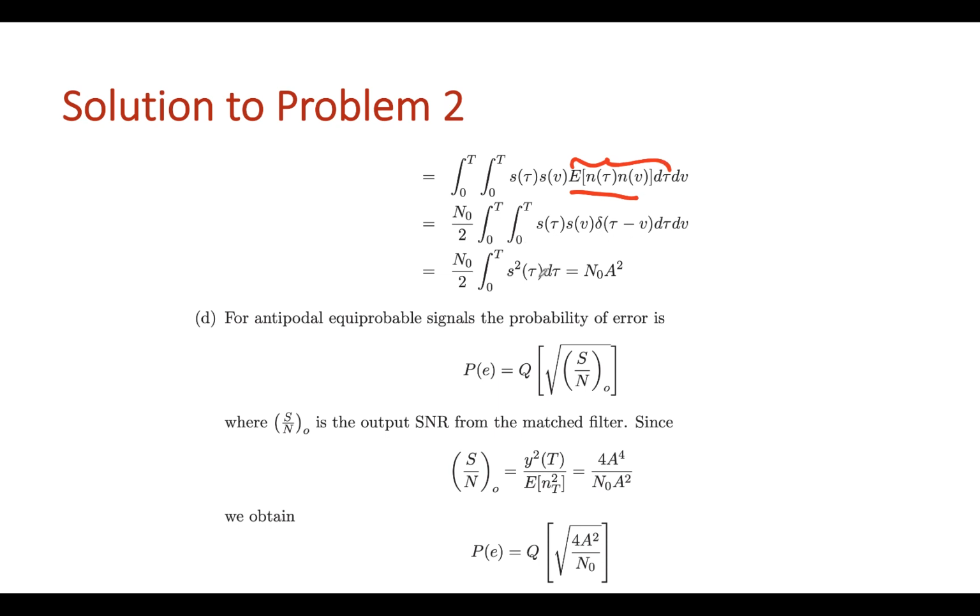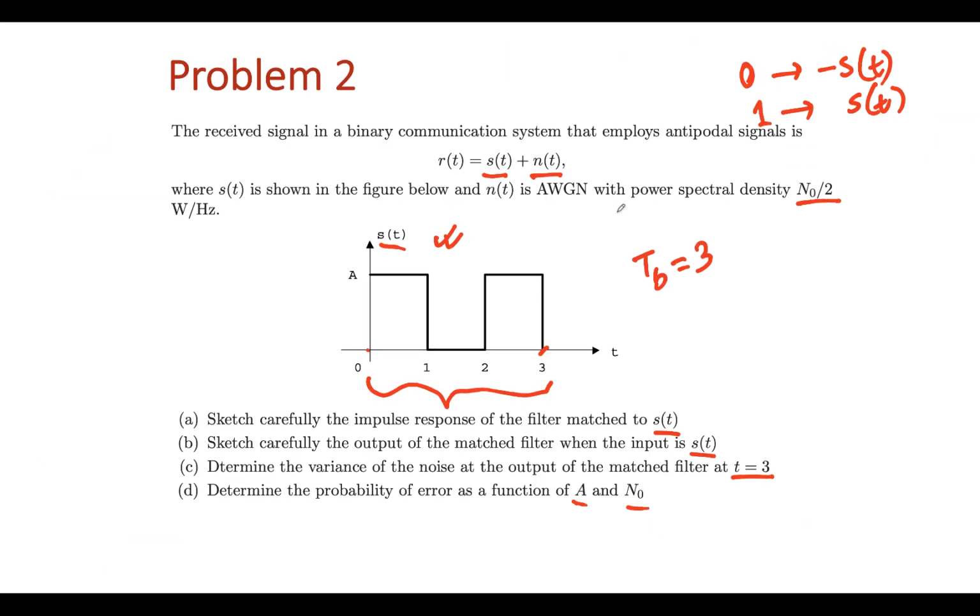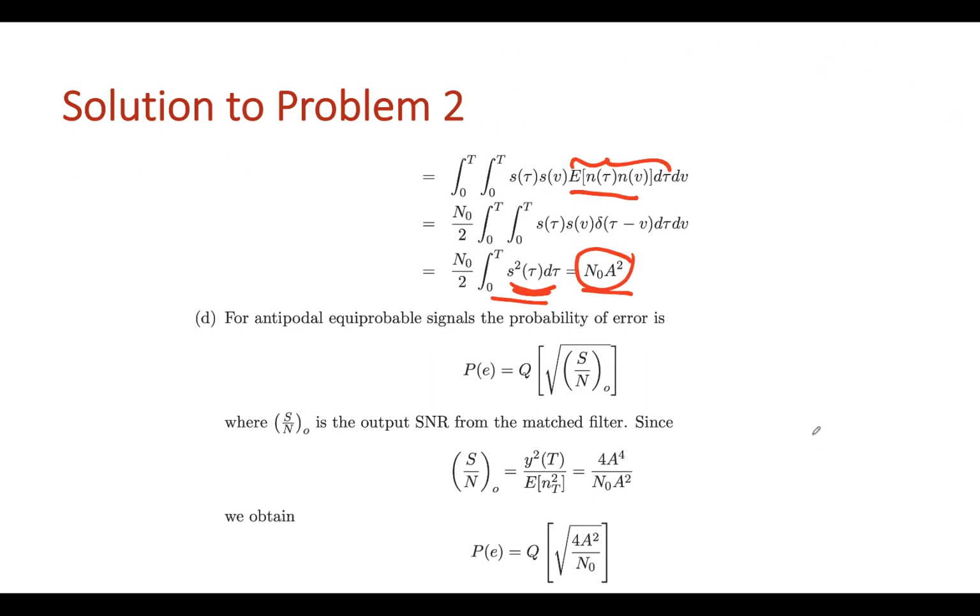You will eventually end up with this expression, and then you find this part is basically the energy of the signal, which is a square, so you will have n0 a square. Okay, so that is basically your answer to part C, which is asking you to determine the variance of the noise. So the variance of the noise is n0 a square.